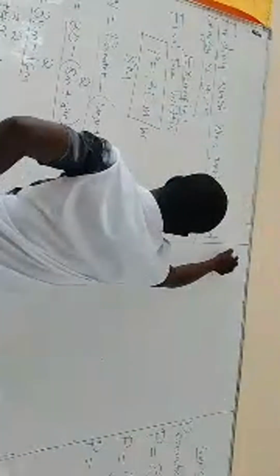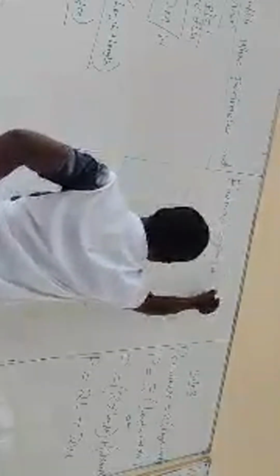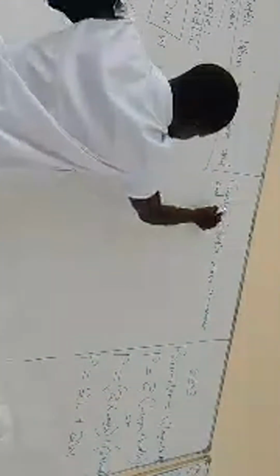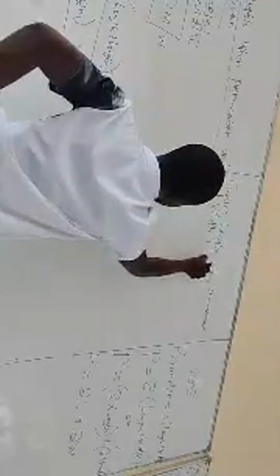So from here we can now come up with an example whereby we find the length. So let's say finding length when perimeter and width is given.